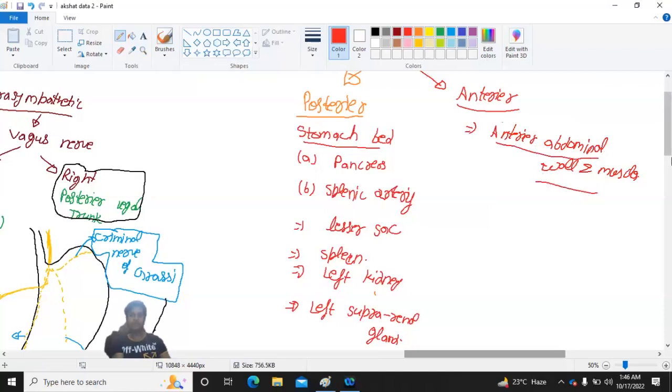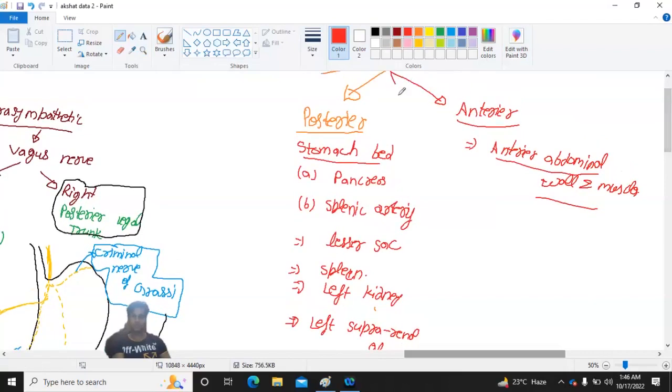We can write superiorly and inferiorly also. So first talk about the inferior.